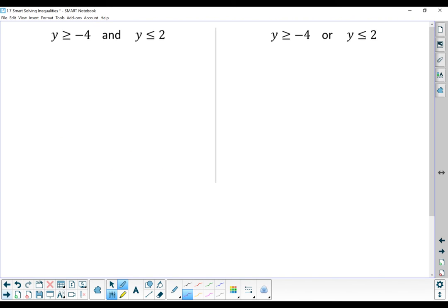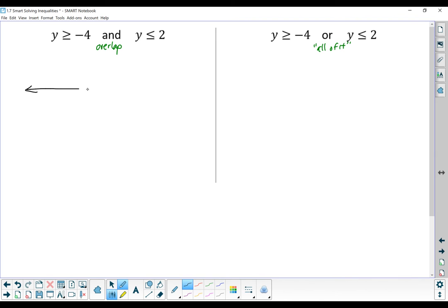Okay, I've got two more different scenarios that can come up. These two, again, look almost the same as each other. One has the word and, one has the word or. So with and, we're going to look for the overlap of our two conditions. And with or, we're going to take all of it.